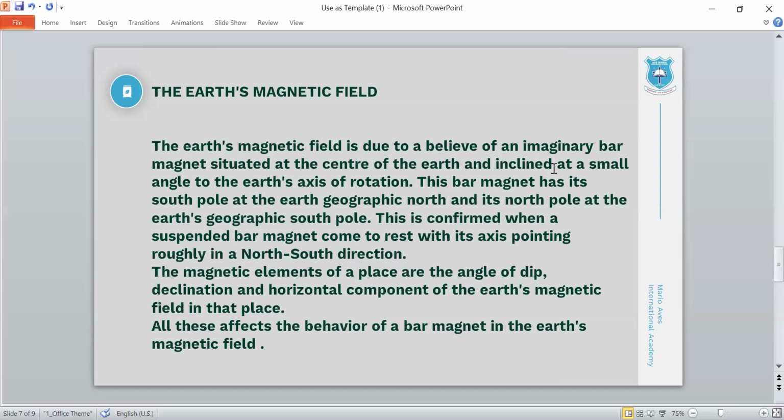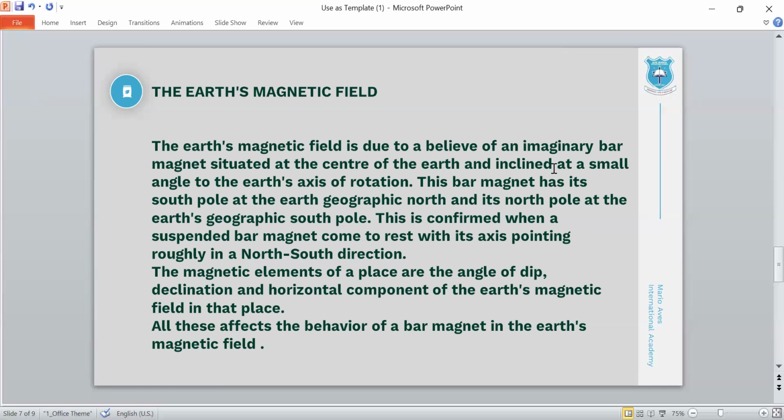All right, before we go to the last paragraph, this is talking about the Earth's magnetic field. This is telling us that there is an imaginary bar magnet situated at the center of the Earth, which is inclined at a small angle to the Earth's axis of rotation. The reason why we agree to this is because of the practical that can be done in the lab. When a bar magnet is kept horizontal and suspended, it tilts a bit, settling or resting in a north-south direction.